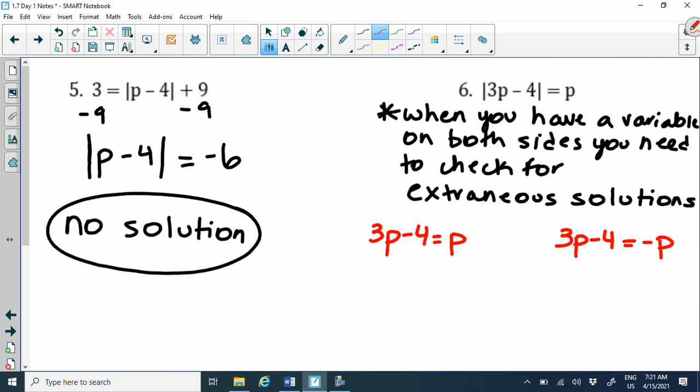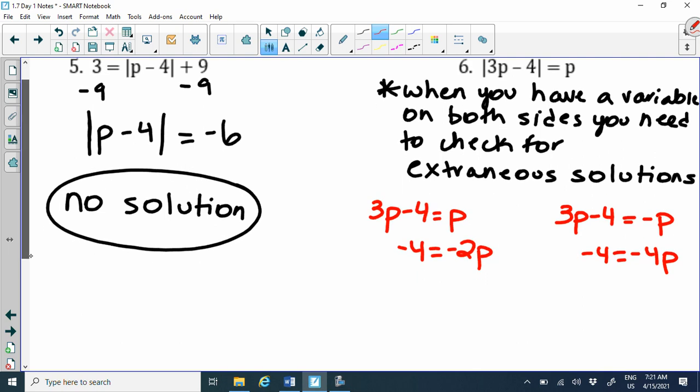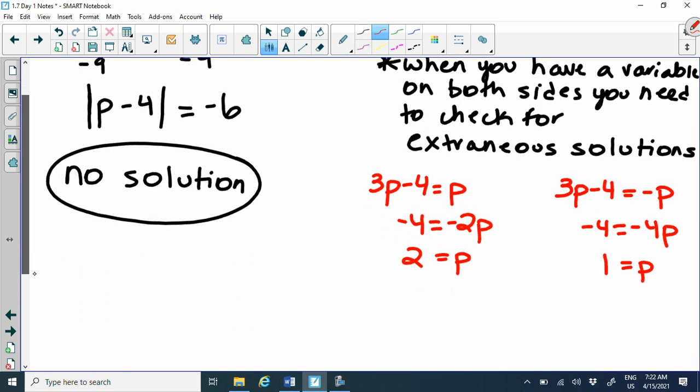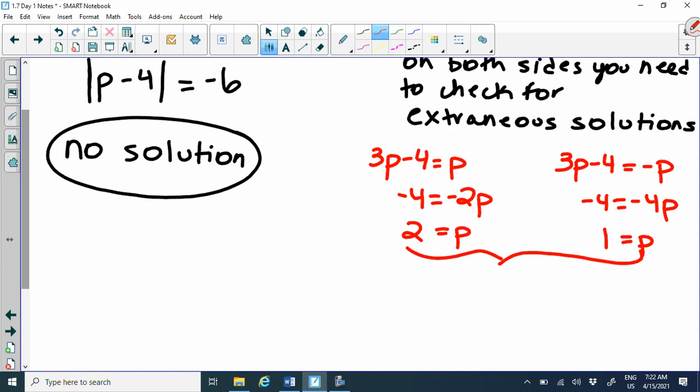Okay, on the first one, I'm going to go ahead and subtract 3p on both sides. So I get negative 4 equals, this will give me negative 2p. And then negative 4 equals negative 4p. On my first one, I divide both sides by negative 2. So I get p equals 2. And then on the other one, I get p equals 1. So now what I need to do is take both of these and plug it back into the original equation.